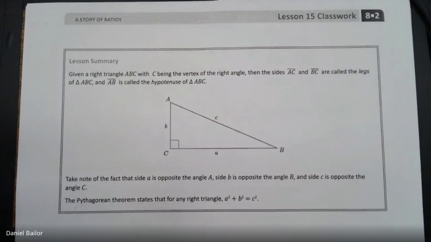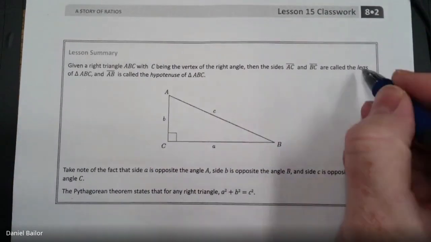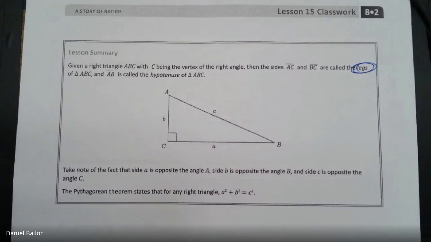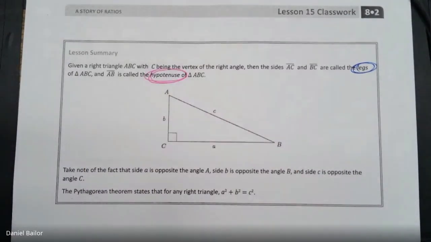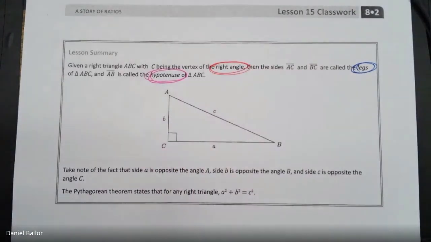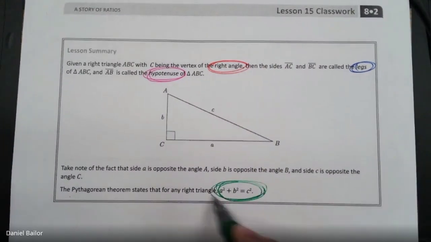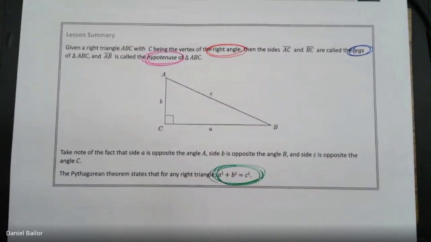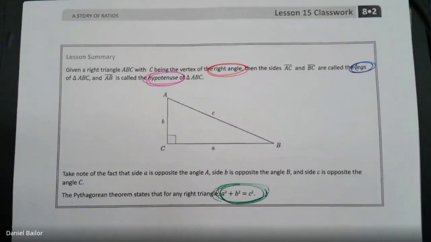Page 168, you can see, is the lesson summary. If you want to read it again, you can, or you can go back, watch the video again. Tells you what the legs are. See, right here, they call them the legs. And they have the hypotenuse. They remind you what the legs and the hypotenuse are. And they tell you about the right angle. And they tell you the Pythagorean theorem again right down here. So this is a quick summary, like a third of a page, of today's lesson, if you need to see it again.